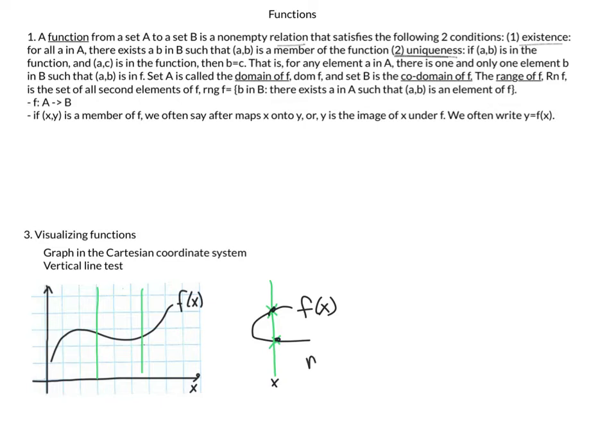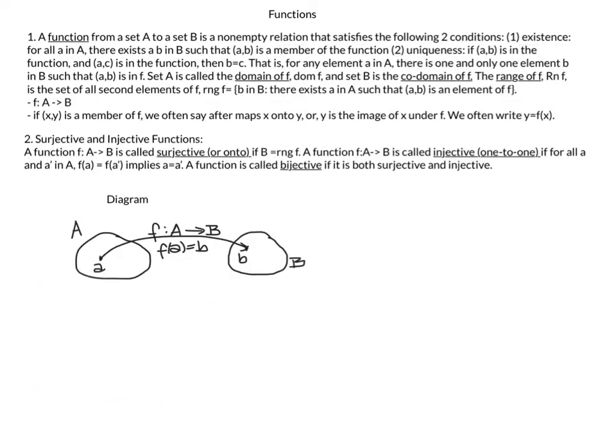So this is not a function here because it's not well defined. Our next definition is of surjective and injective functions. A function f is called surjective, or also called onto, if B is equal to the range of f. In other words, it's surjective if every element of the set B has something mapped to it.